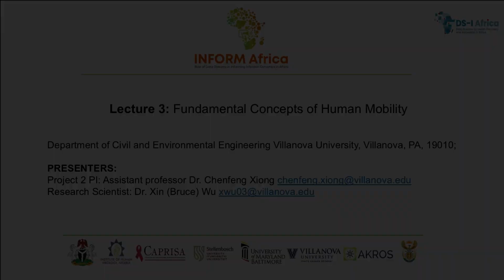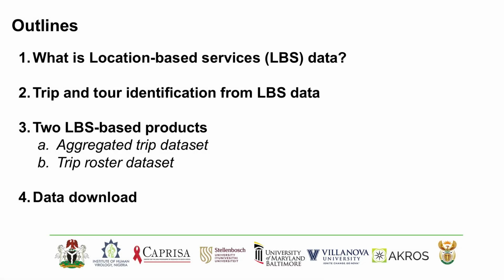Let's get started. In this video, we'll walk through 4 key topics. First, we'll introduce what location-based services, or LBS data, actually are. Then, we'll explore how to identify individual trips and tours from this type of data. Next, we'll compare 2 LBS-based data products, the aggregated trip dataset and the trip roster dataset, which captures more detailed person-level mobility. Finally, we'll show you how to download and explore these datasets on your own.